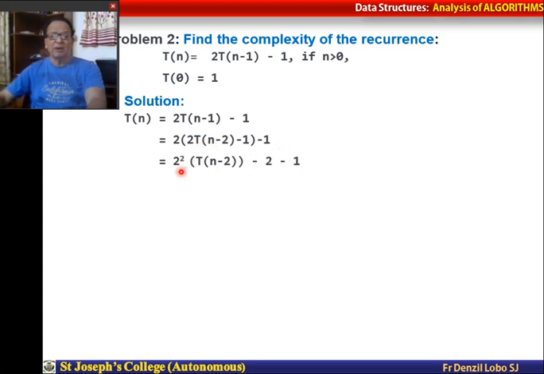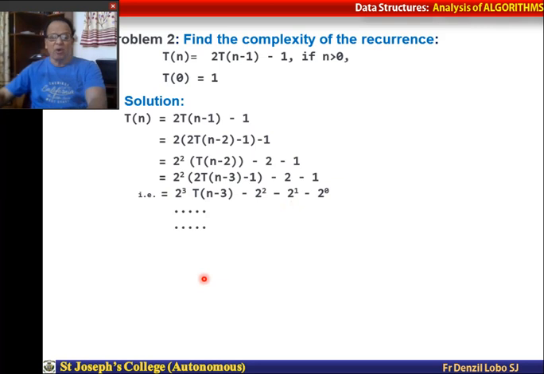So what does it become? Therefore 2 to the power 2 T(n minus 2), and minus 2, because you multiply minus 1 by 2, it becomes minus 2. Again, T(n minus 2) becomes 2 T(n minus 3) minus 1. So that is an expansion: 2 to the power 3 T(n minus 3) minus 2 to the power 2, minus 2 to the power 1, etc. So just have a look.